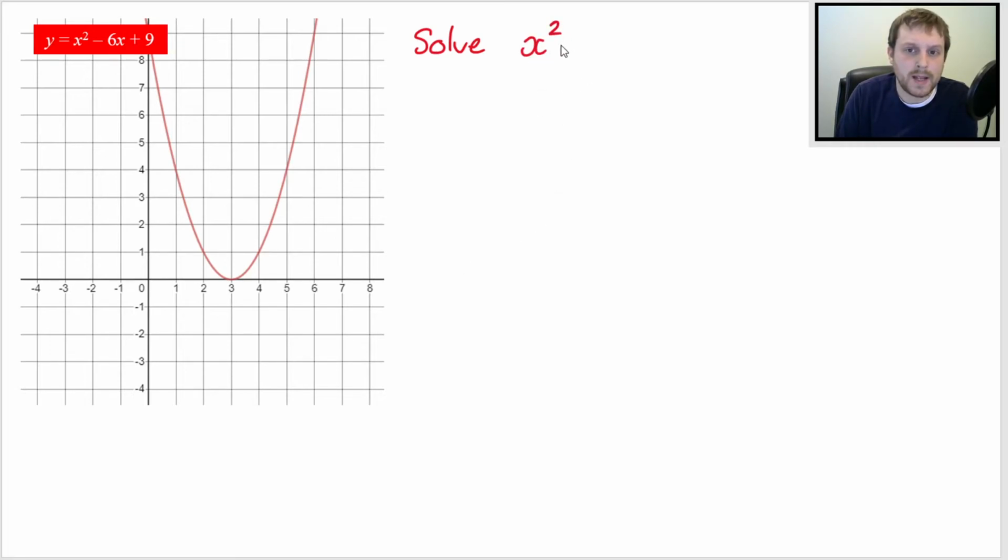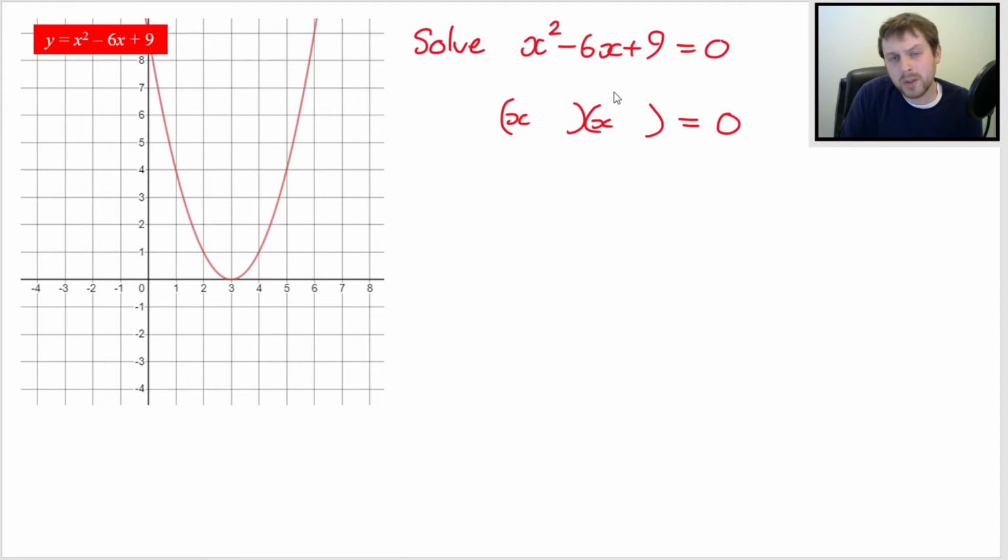So x squared minus 6x plus 9 is 0. So here's your quadratic equation. We want to factorize this. So we've got x and x. We want to times to make positive 9 and add up to make minus 6. Well, that's x minus 3 and x minus 3, right?